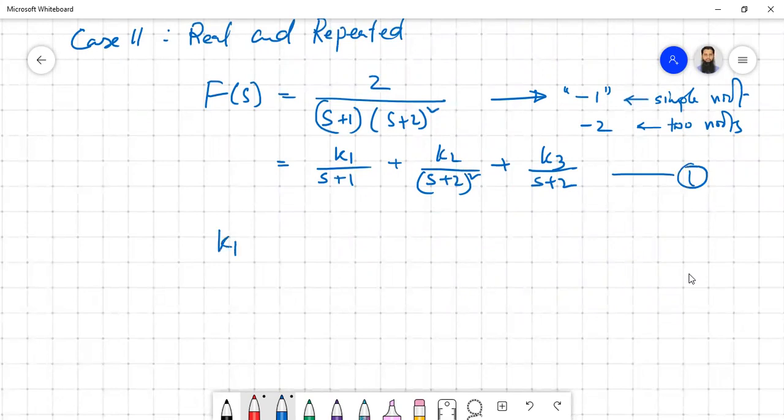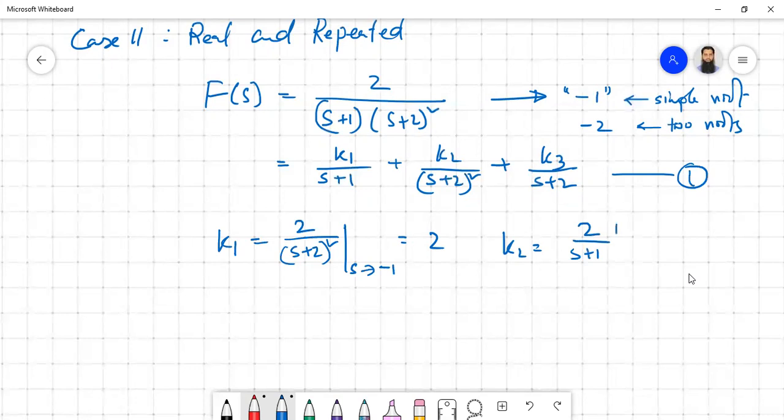What will be the value of k1? K1 will be 2 by (s plus 2) whole square, and then you have to set s tends to -1. So this will give you the value of k1. Similarly, what will be the value of k2? 2 by (s plus 1), then you have to set s tends to -2. That will give you -2. So k1, k2 is not a problem, but the problem is to find out k3.